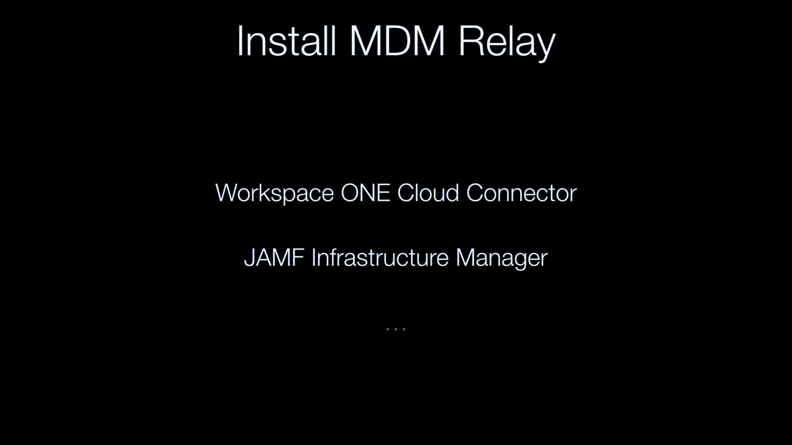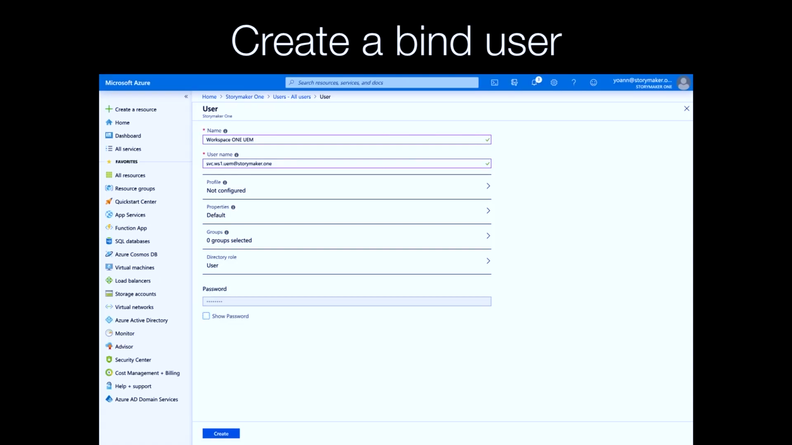Once you reach your VM console, it's a Windows server like you have already seen so far. So you just have to install your MDM Relay agent: Workspace ONE Cloud Connector, Jamf Infrastructure Manager, or whatever. Once you have your agent installed, you need a bind user for your MDM to be able to read your directory service.